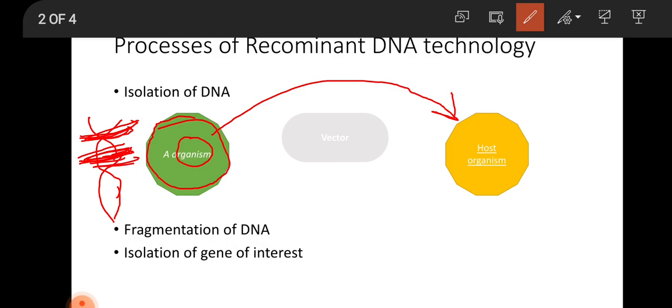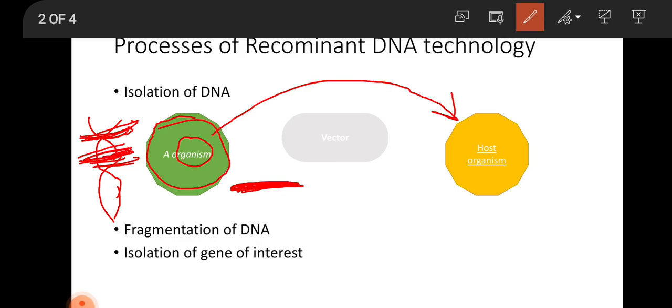Then, when we get the gene of interest, suppose we get it with the help of fragmentation of DNA. How can we make the fragmentation? Fragmentation of DNA is carried out by incubating the purified DNA molecules with a suitable restriction enzyme at optimal conditions of temperature and pH. Then we will isolate the DNA, or we can say the gene of interest.